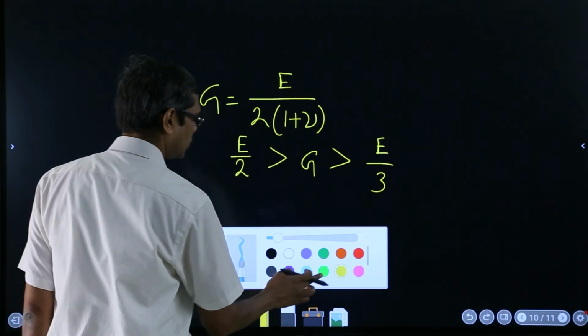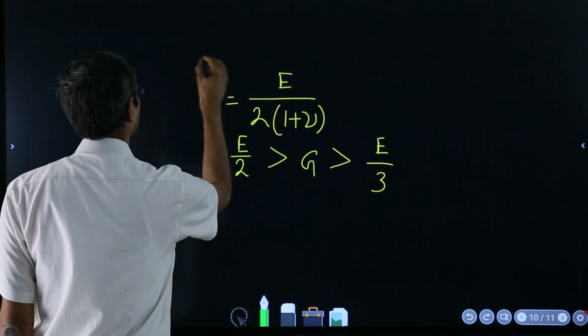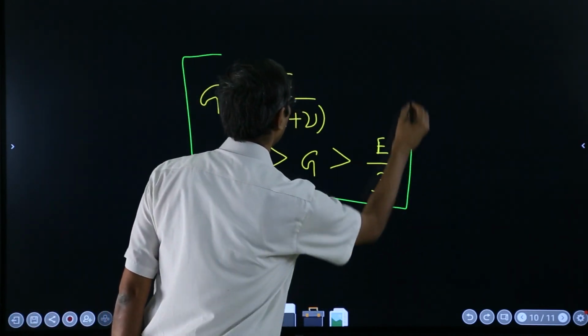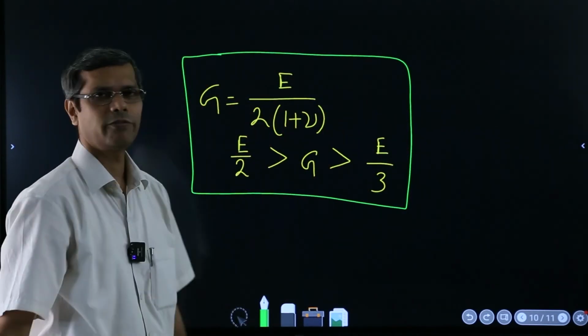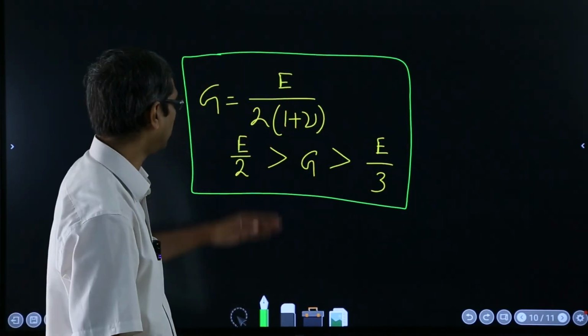So these are two of the things which you should always keep in mind, and both the ways of interpretation of the derivation of the relationship.